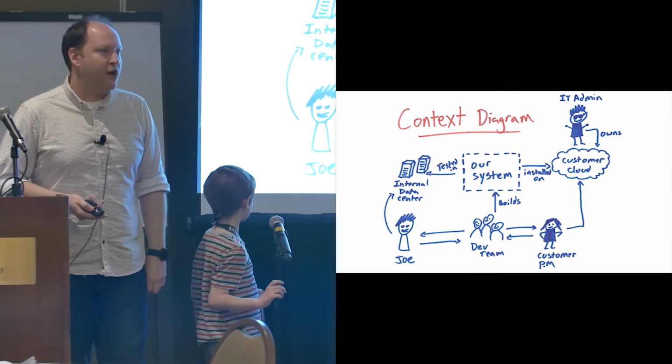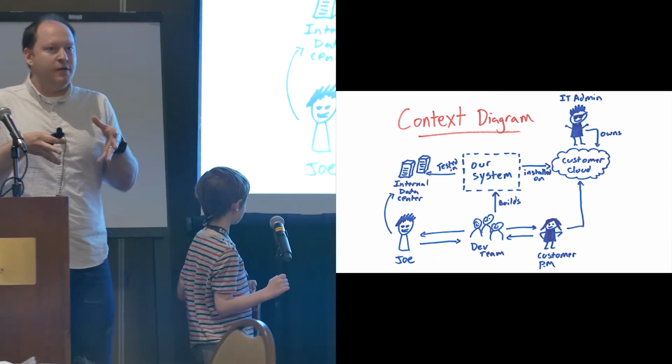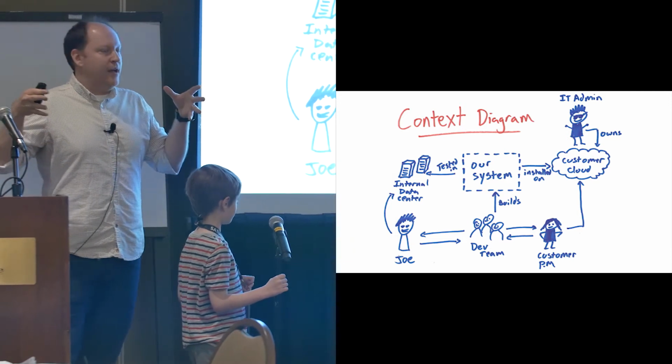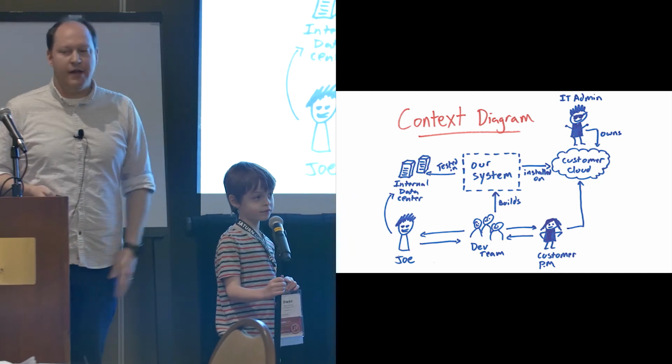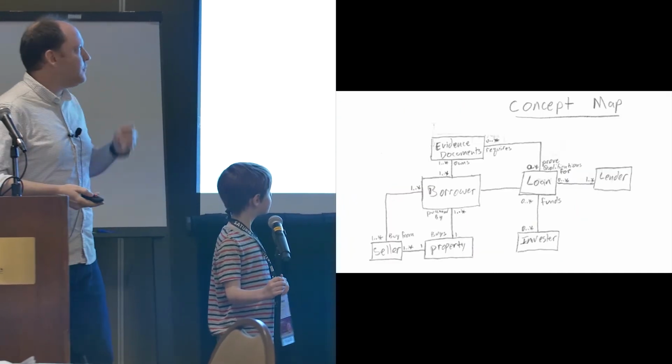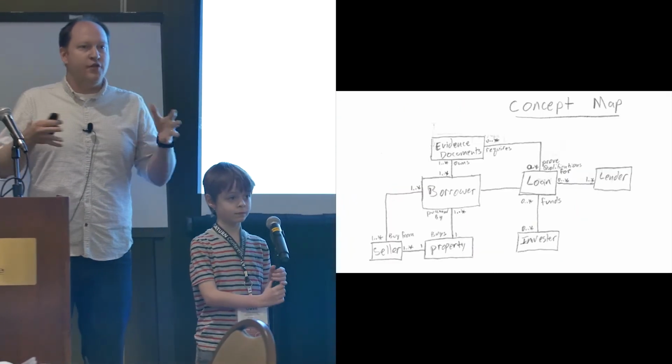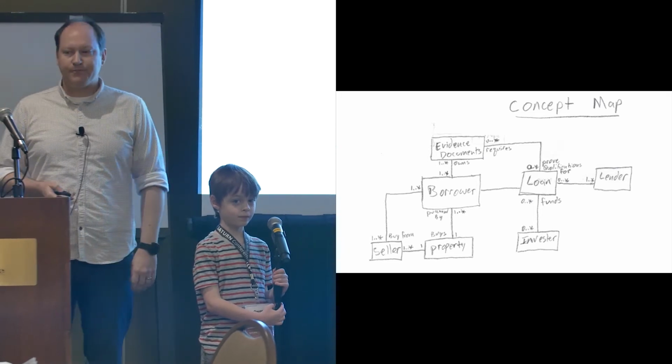So here's an example of a context diagram showing us where the system lives relative to different people or other systems, right? We can also do concept maps, showing where different ideas relate to one another and how.